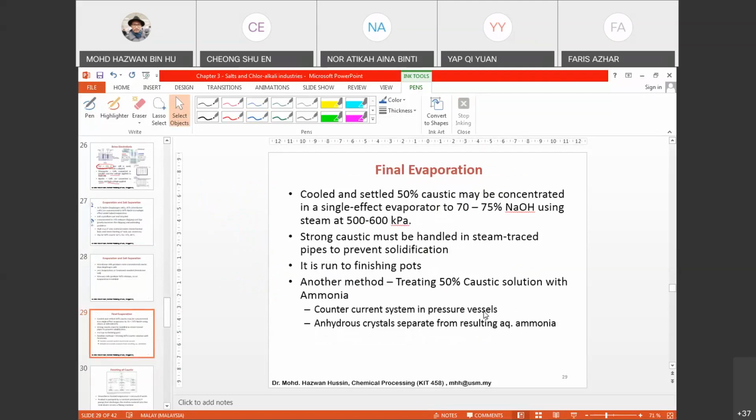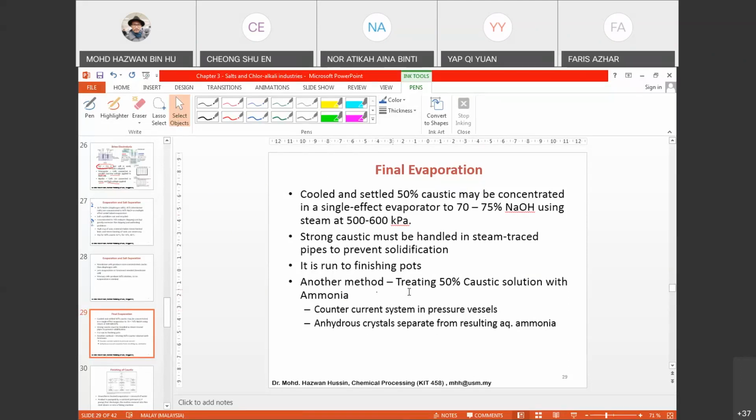The final evaporation, the cold and settled 50% caustic may be concentrated in the single effect evaporation to 70 to 75% sodium hydroxide using steam at 500 to 600 kilopascal. Okay, and the strong caustic must be handled in steam trace pipes to prevent solidification. It is run to finished pot, and another method is treating 50% caustic solution with ammonia. This is also another thing to increase final evaporation.